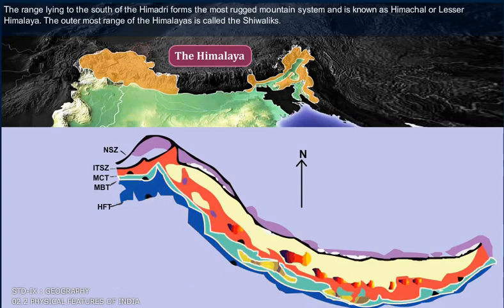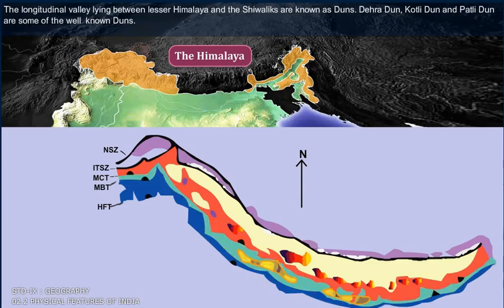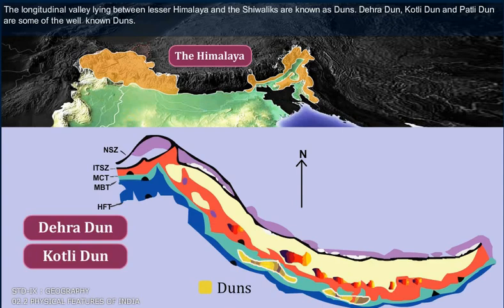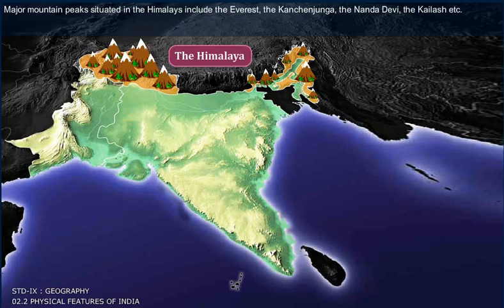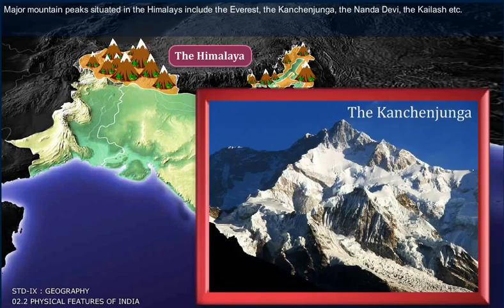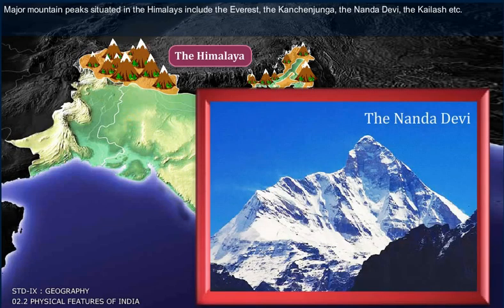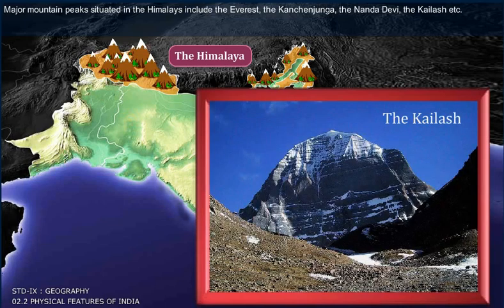The outermost range of the Himalayas is called the Shivaliks. The longitudinal valleys lying between the Lesser Himalaya and the Shivalik are known as Duns. Dehradun, Kotli Dun and Patli Dun are some of the well-known Duns. Major mountain peaks situated in the Himalayas include Everest, Kanchenjunga, Nanda Devi and Kailash, etc.